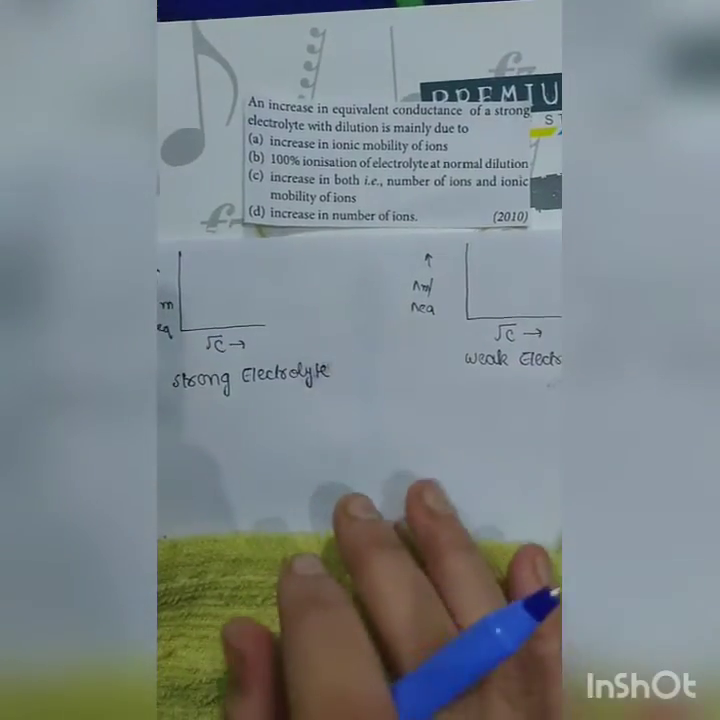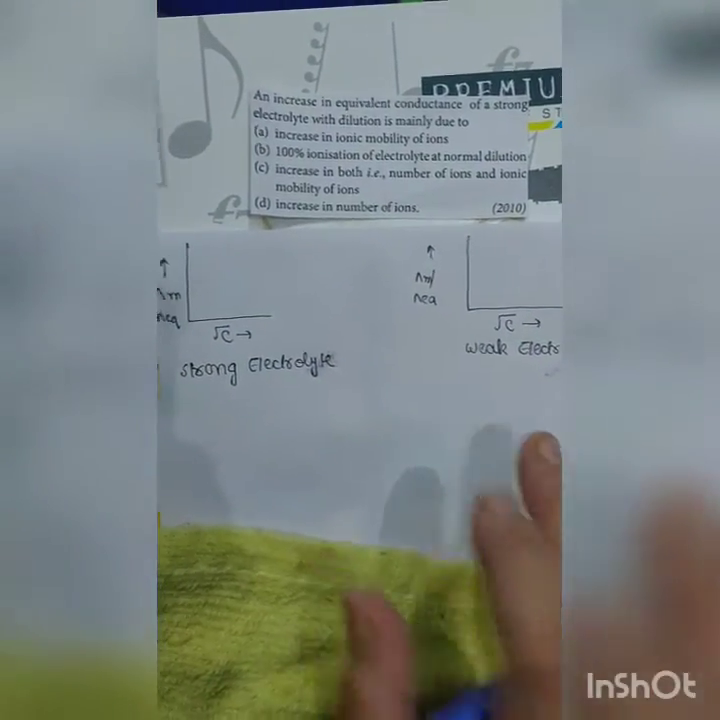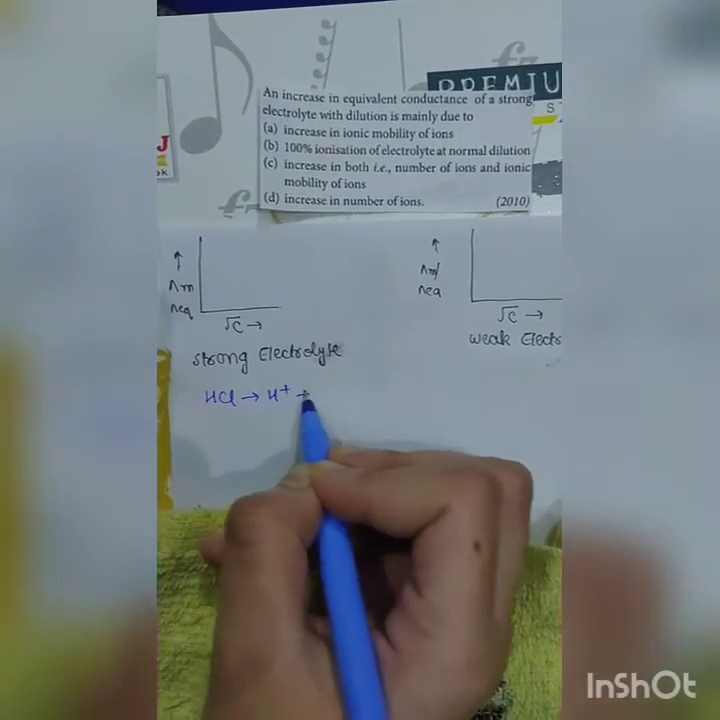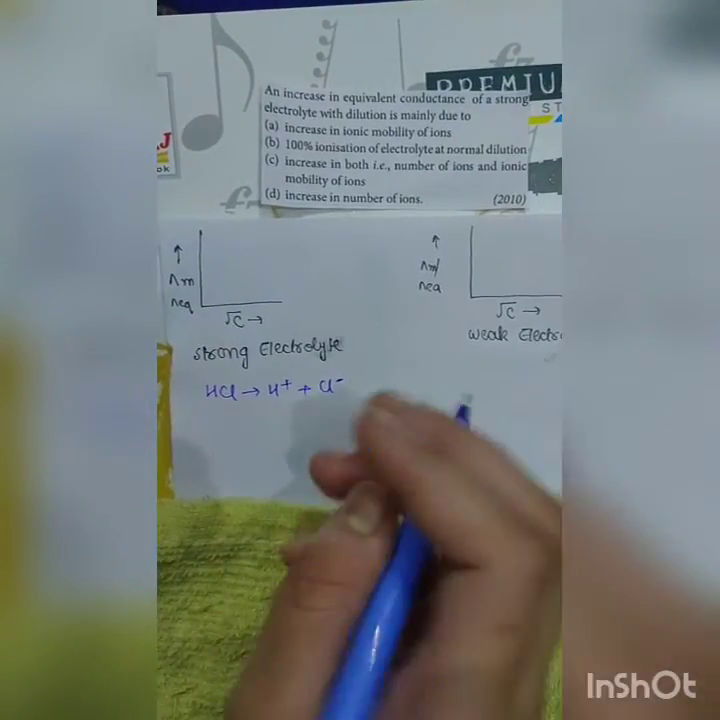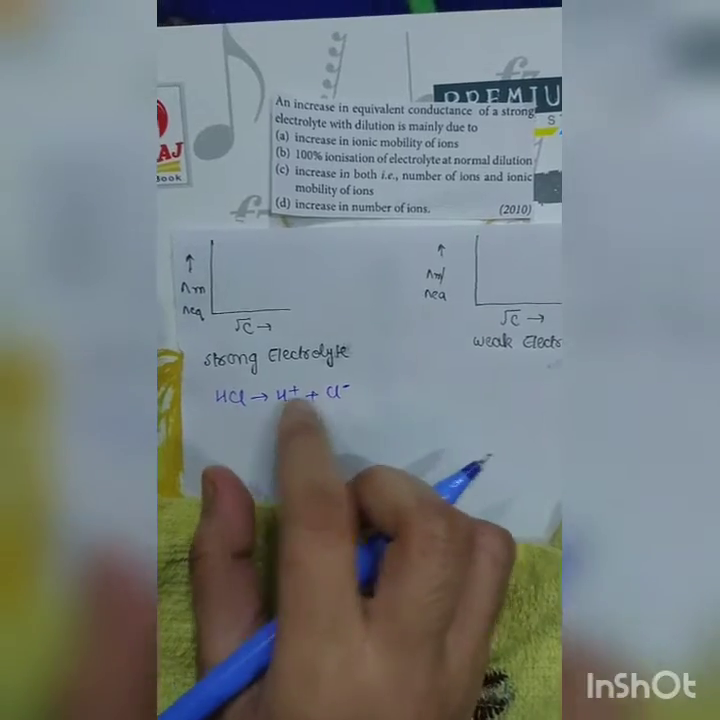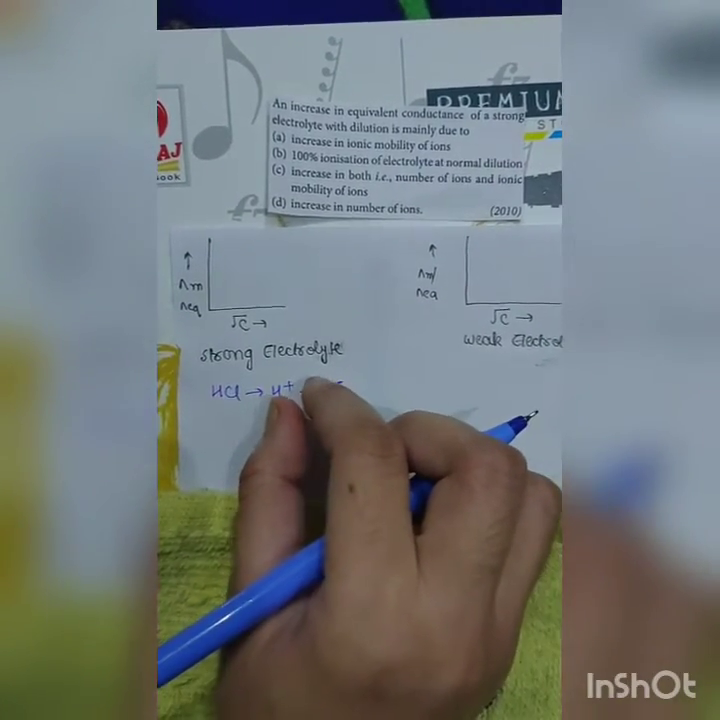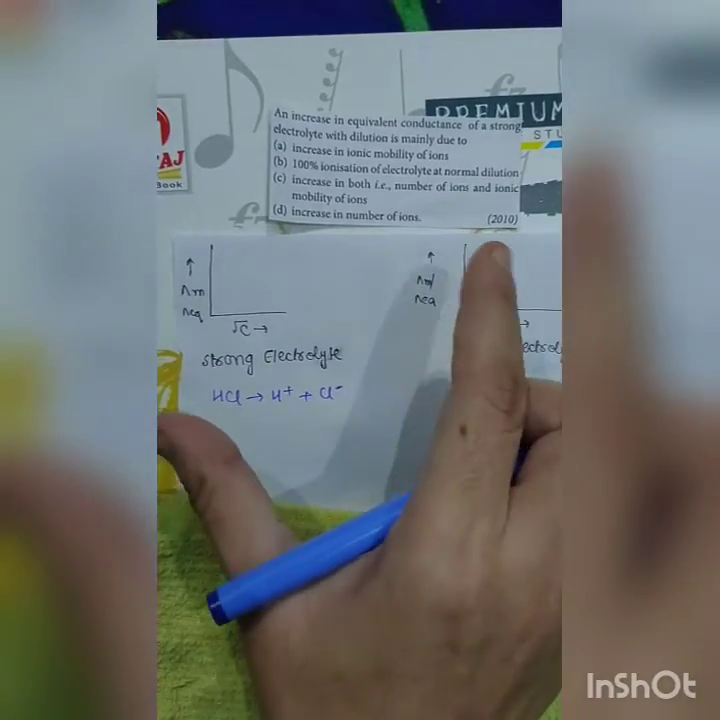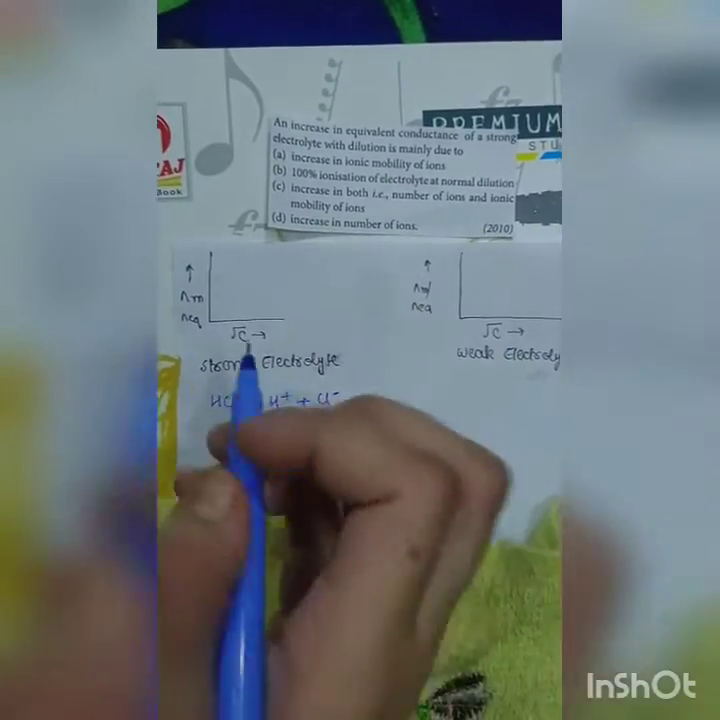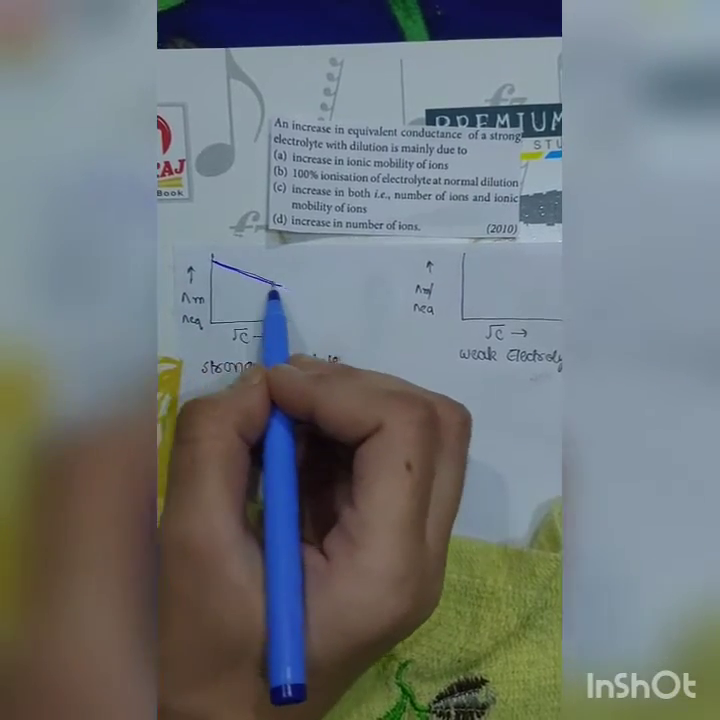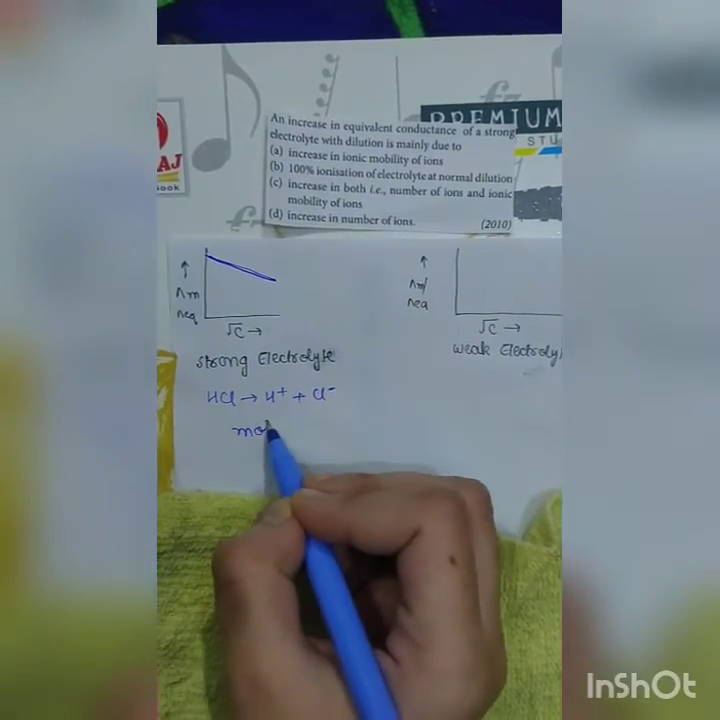So increase in equivalent conductance of strong electrolyte is mainly due to strong electrolyte होते हैं which are completely dissociated in water to form H positive and Cl negative. Now if we are adding water to it, already they are dissociated, but when we are adding water, interionic attraction decreases, so they move far apart and ionic mobility is increasing, due to which conductance increases but not that much. So यहाँ पे थोड़ा सा increase होगा because of increase in mobility of ions.